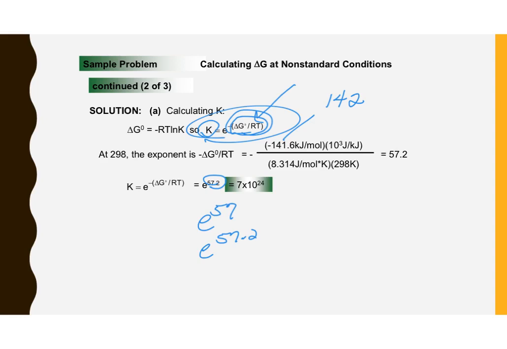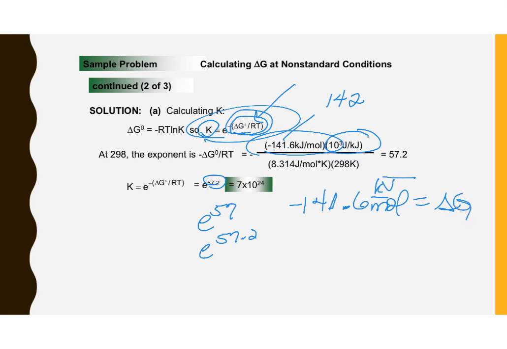And I want to point out a couple other things to be careful of. You might wonder, what the heck is this? What are we doing? So the minus 141.6 kilojoules per mole was given to us in the problem. So if you go back to the problem, that was given to us as free energy change. I want to point out to you that it is a negative value. So you always want to look at that.